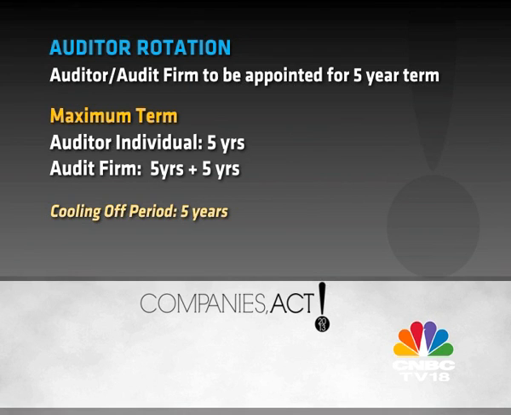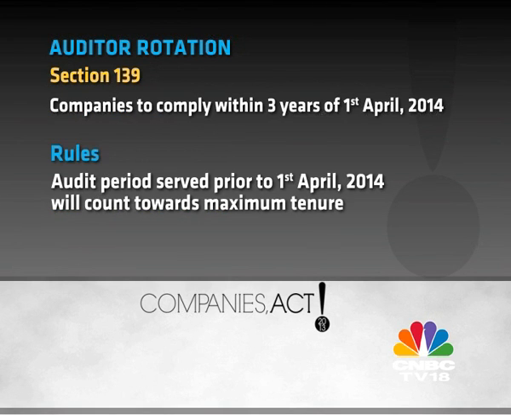A company can appoint an audit firm for up to 2 consecutive 5-year terms. Any further reappointment can happen only after a gap of 5 years. This tenure limit applies retroactively, and companies have up to 3 years to comply.